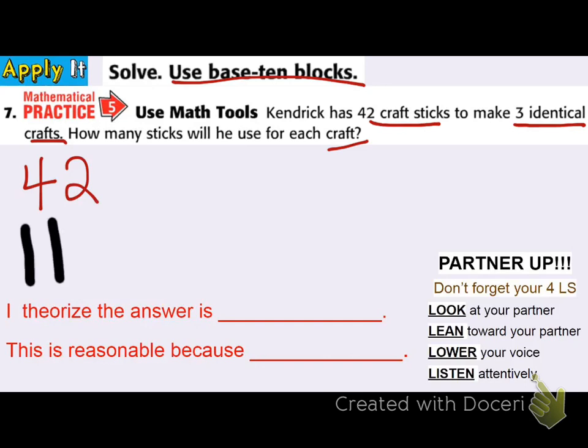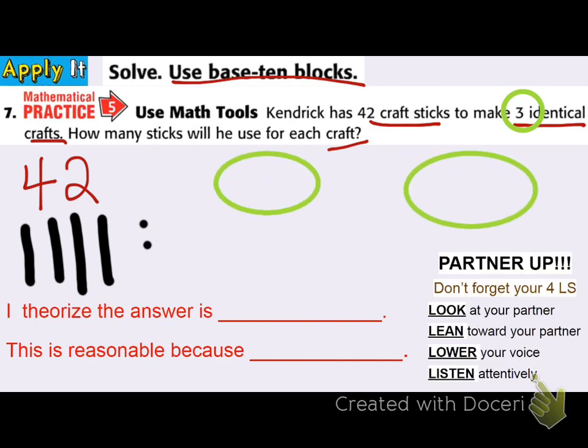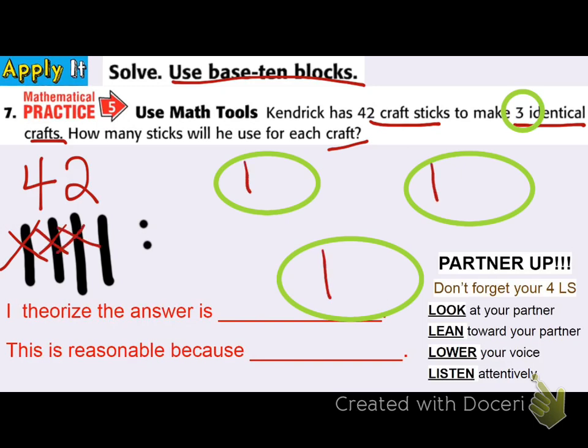So 1, 2, 3, 4 tens with 2 ones. Okay, model. Step 2, go ahead and divide it into your groups. Well, it tells me I have 3 different projects or 3 groups that Kendrick wants to do. So he's going to have definitely 10 in each of his groups. So 10, 20, 30. Okay, well, I have some left over.